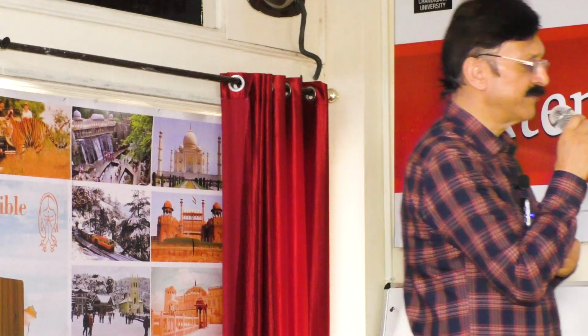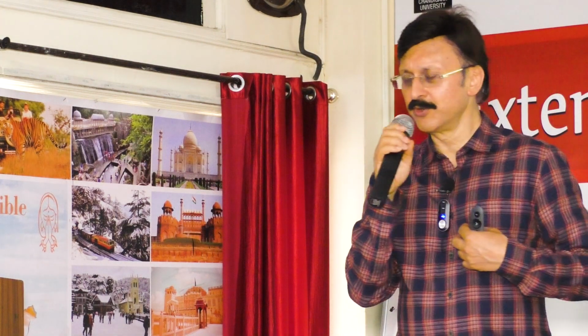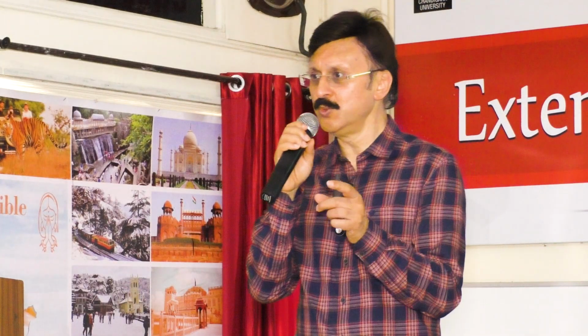Similarly, when we want to record the ECG, we put the electrodes on the chest. So the first one, that is V1, is put on the right side on the fourth intercostal space. Then we put on the left side in the fourth intercostal space, that is V2.